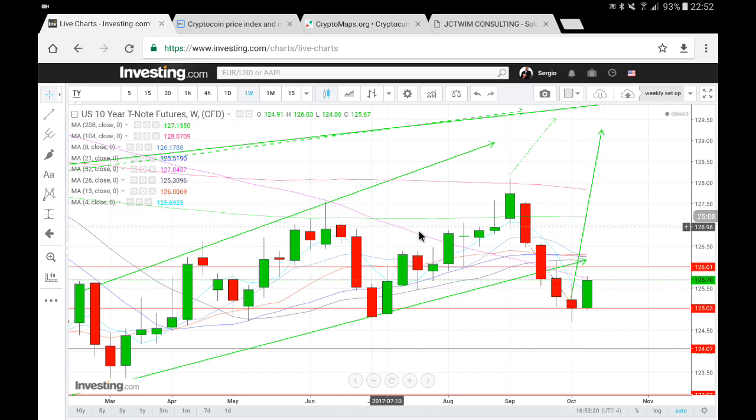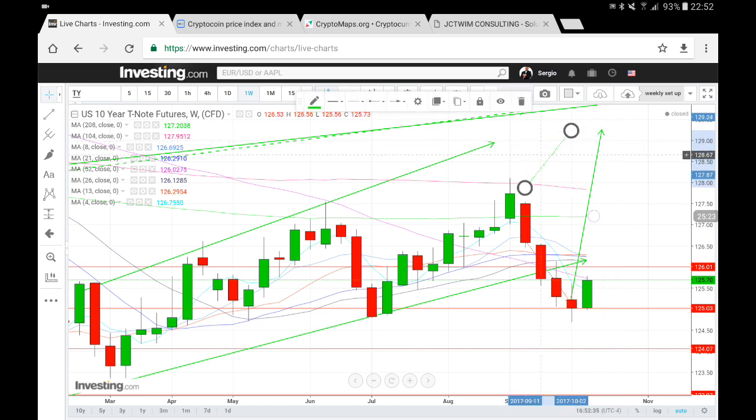Take a look, that's your 52 weeks moving average, close at that level, close above the 4 weeks moving average at 125.70. So now what can you expect? Expect a bounce. We're going to go higher. So I'm going to take this one, and now I'm expecting this particular movement from here to here, going back higher. First of all, going back to 127. Okay, so that's it. And 127, 127.50, and then higher.